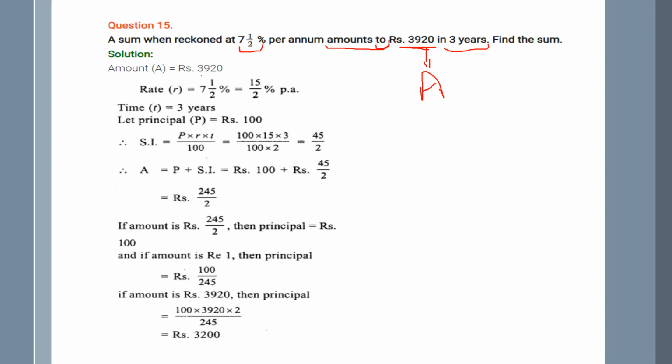The same thing: amount is given, rate is given, time is given. Principal you have to take as 100. Suppose principal is equal to rupees 100. Just solve it and you will find the answer.